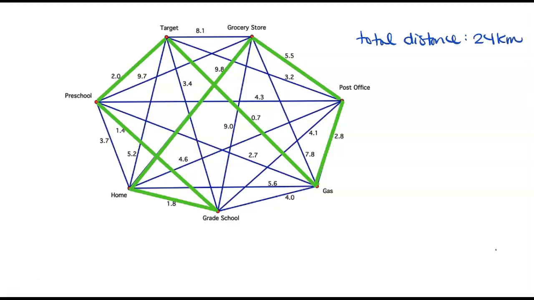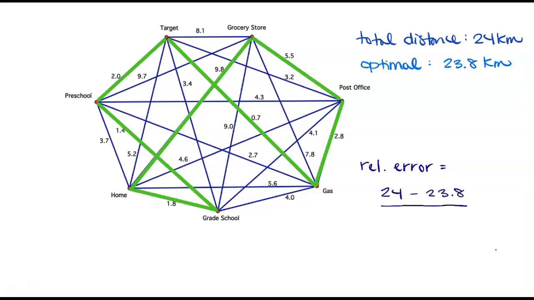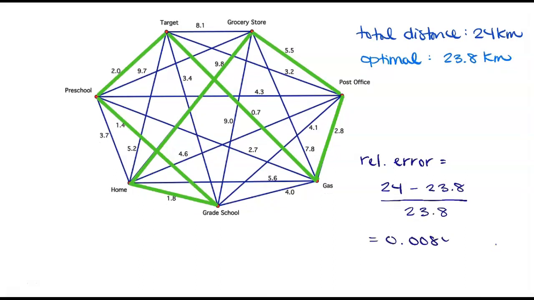If we were to instead use the brute force method and find the optimal route, we'd have to do a whole lot more work, but we would find that the optimal tour is only 23.8 kilometers. Thankfully, it's not that big of a difference. But let's take a minute and calculate the relative error. Relative error is equal to the distance from our tour, 24, minus the distance of the optimal tour, 23.8, divided by the distance of the optimal tour, 23.8. This gives us 0.0084, or about 0.84%.